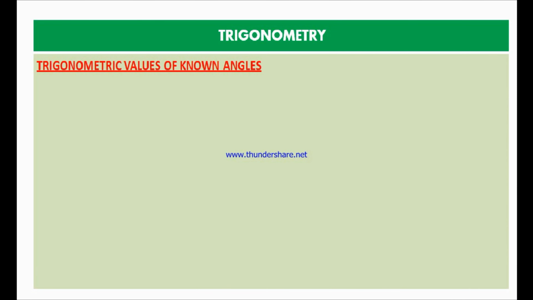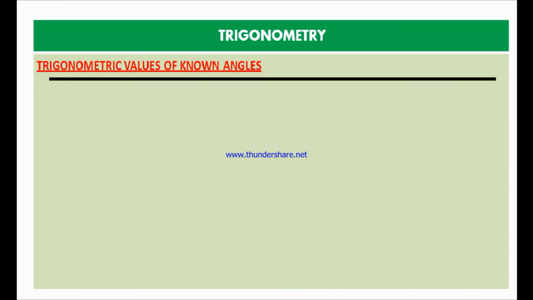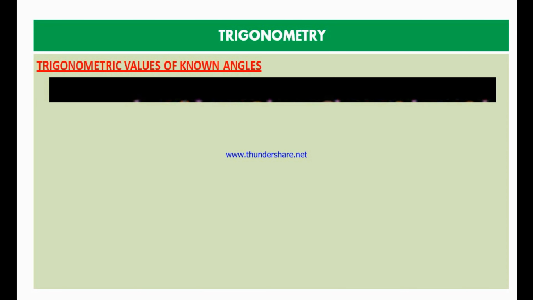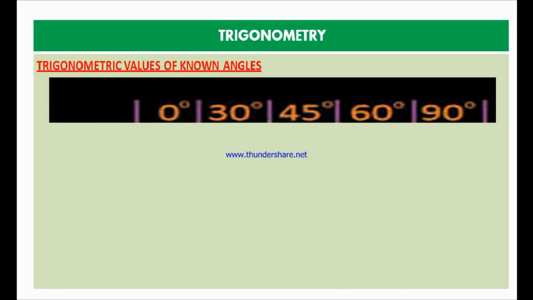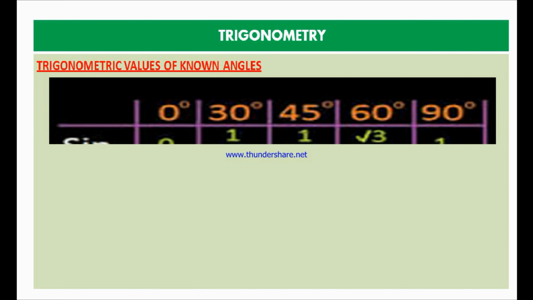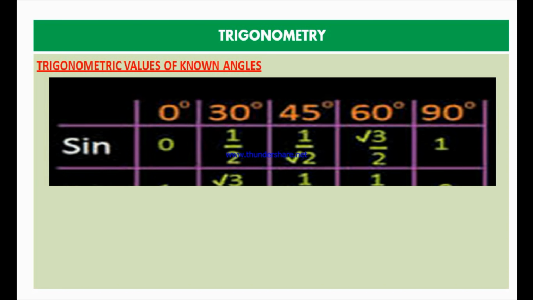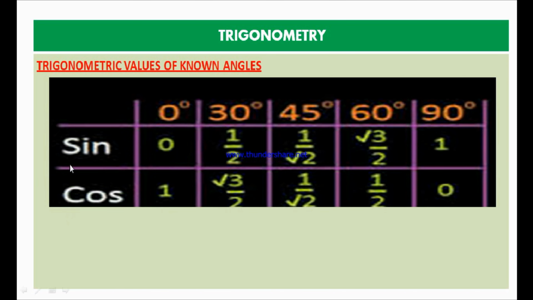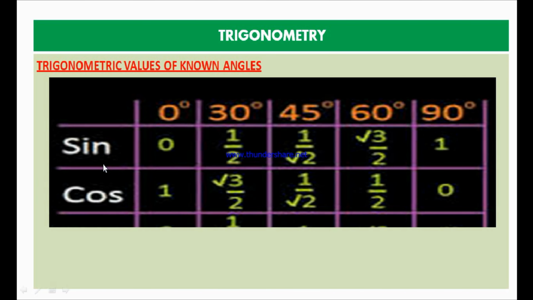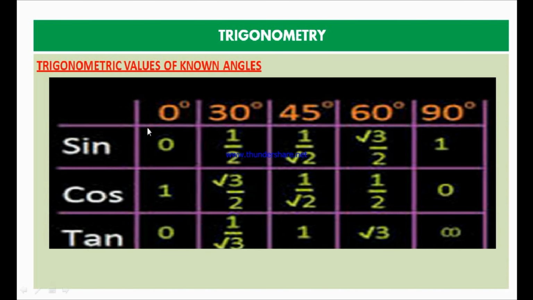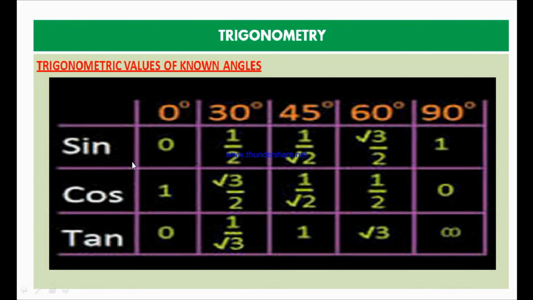After this, let us know the trigonometrical values of some known angles. In general usage, it is better to know the trigonometrical values for 0 degrees, 30 degrees, 45 degrees, 60 degrees and 90 degrees. Here you see the first is sin 0 degrees. The value of sin 0 degrees is equal to 0.